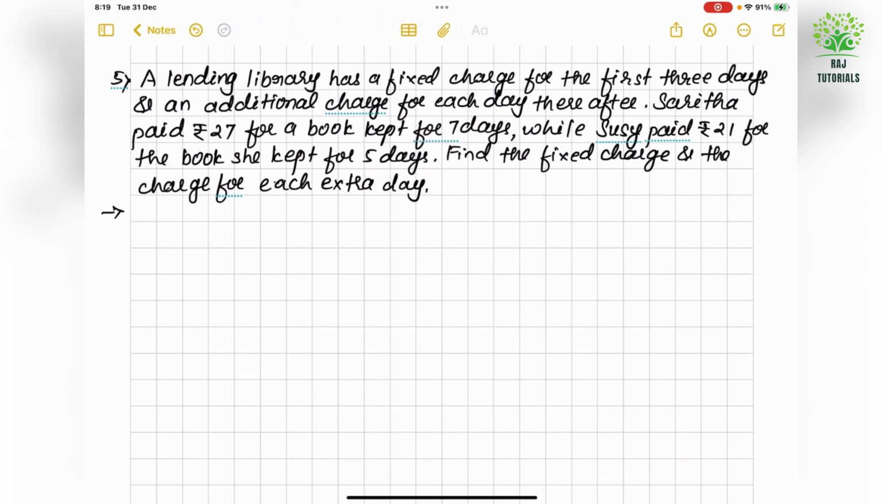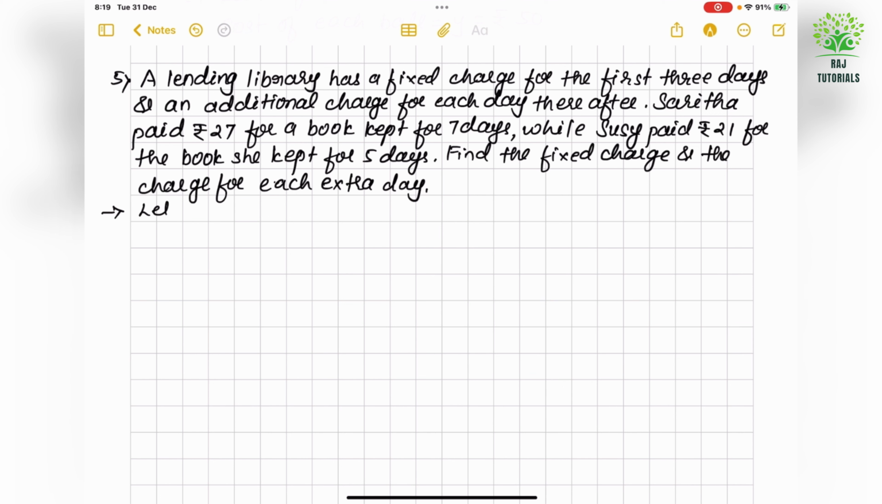Now the next question says a lending library has a fixed charge for the first 3 days and an additional charge for each day thereafter. Sarita paid rupees 27 for a book kept for 7 days, while Susie paid rupees 21 for the book she kept for 5 days. Find the fixed charge and the charge for each extra day.